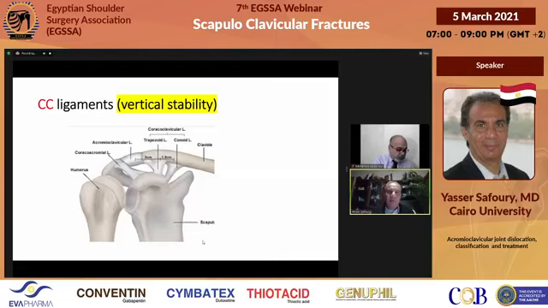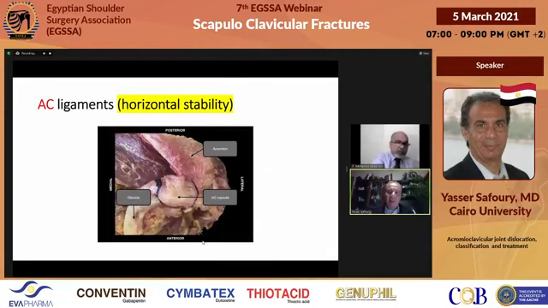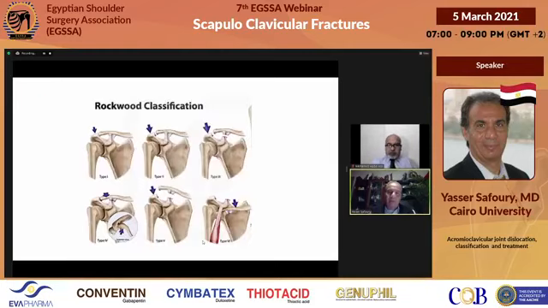So this is the vertical stability by the coracoclavicular ligament, the conoid and trapezoid ligaments. As you see here, they have a broad footprint. Horizontal stability of the AC joint is through the capsule and strong ligaments in the posterior superior part and the anterior inferior part, and these are responsible for the horizontal stability of the joint.